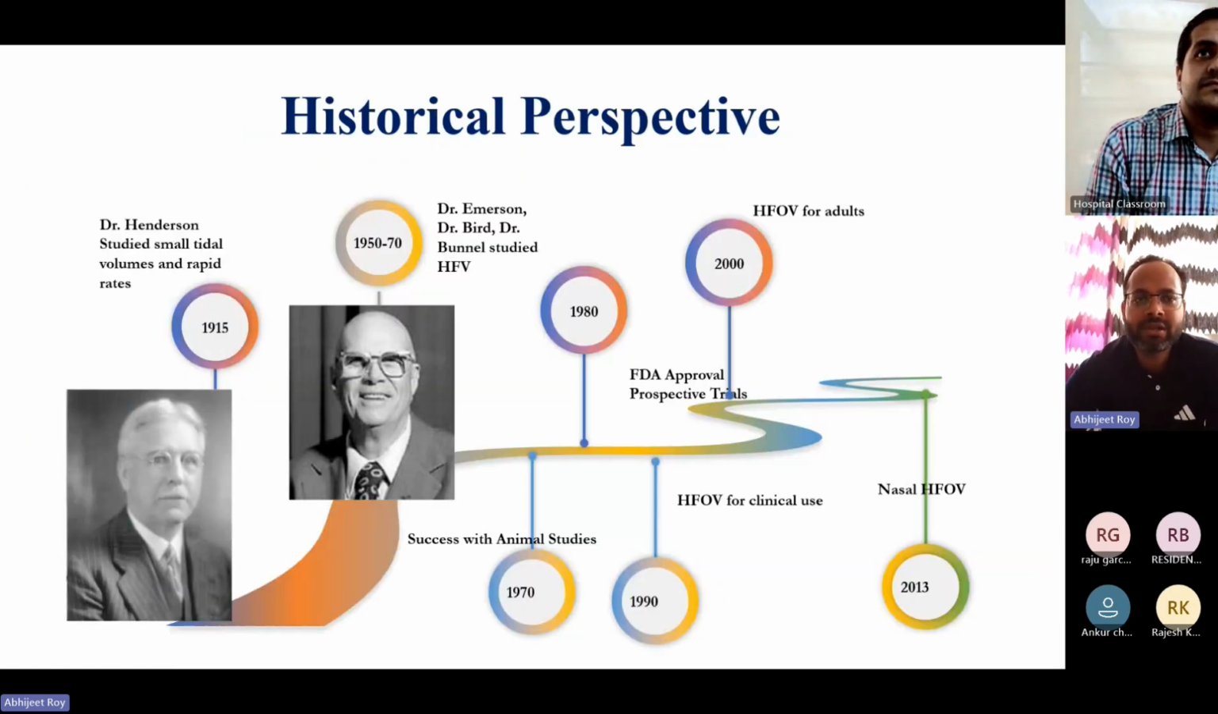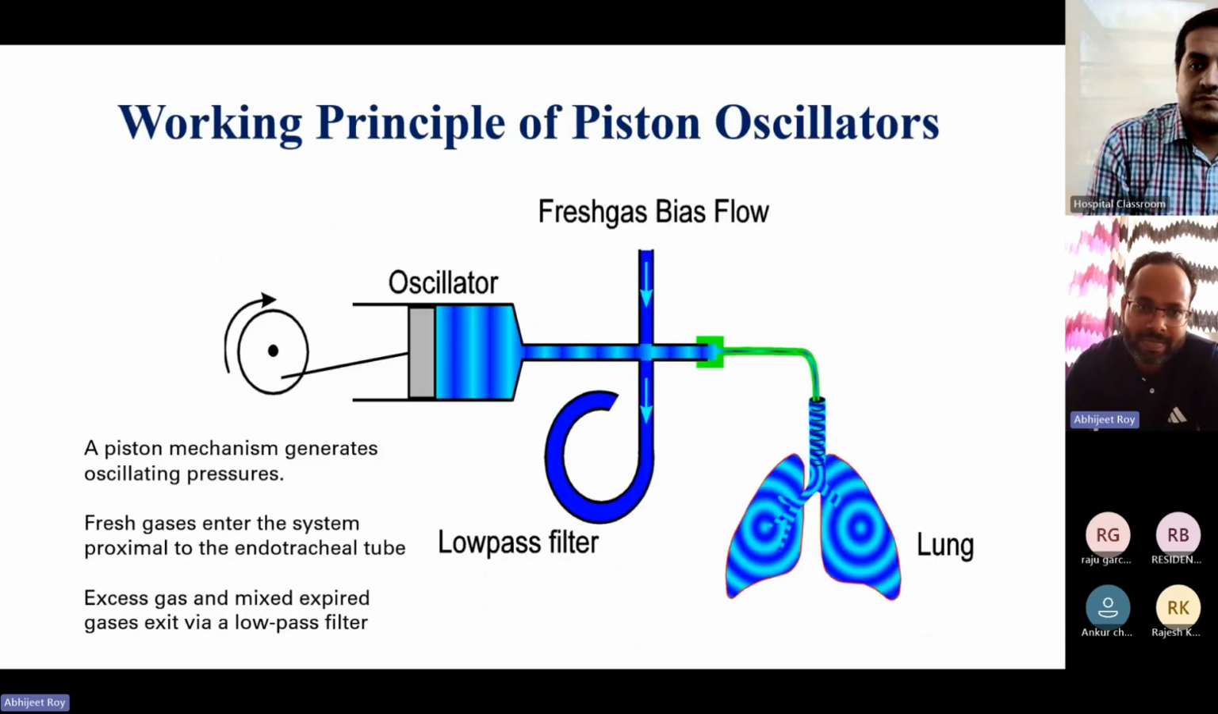So more about the historical perspective. In 1915, the experiments were carried out by Henderson et al. Then in 1950 to 1917, Dr. Emerson, Dr. Bird, and Dr. Bunnell introduced high frequency ventilation. Then there were successful animal studies in 1970, and the FDA approved the first trials on HFO in 1980. In neonates, HFO came into use in 1990, subsequently in adults in 2000, and then came the concept of nasal HFO in 2013.